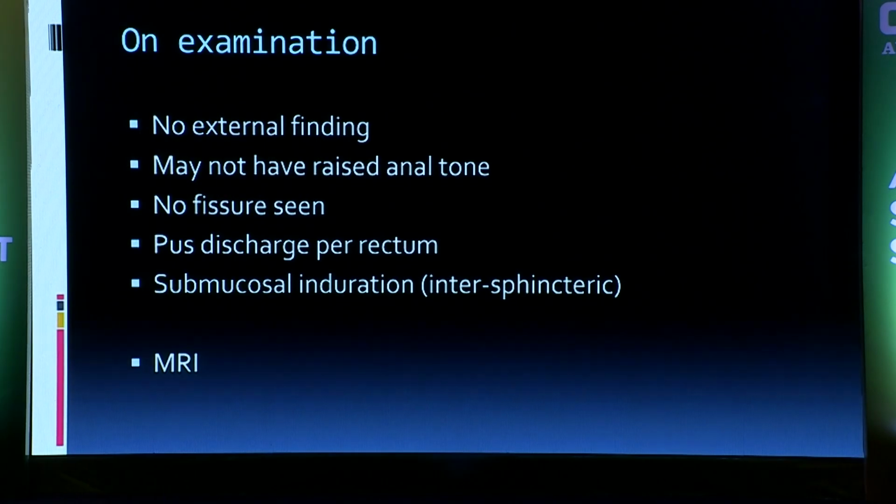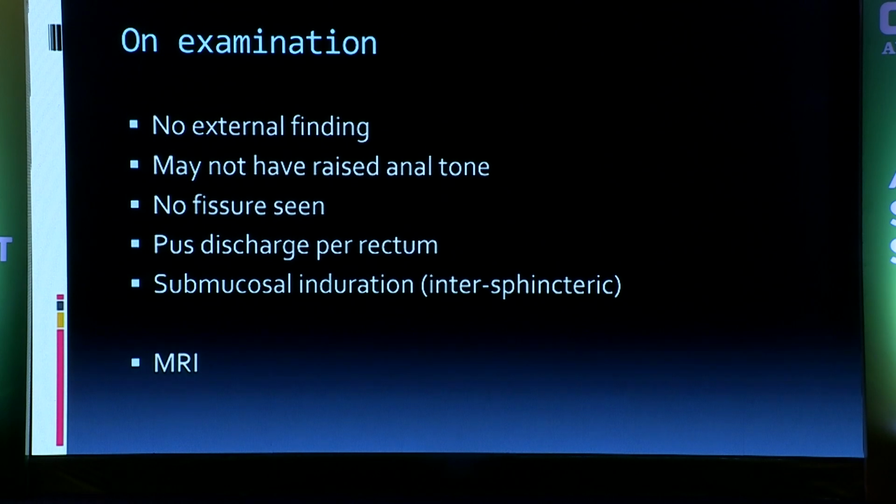So many of them get treated for fissure, but on examination you may have no external finding. It may be a normal tone, and if you don't see a fissure, and the patient is getting anal pain, think about this. And if you do an examination, you may feel induration inside.